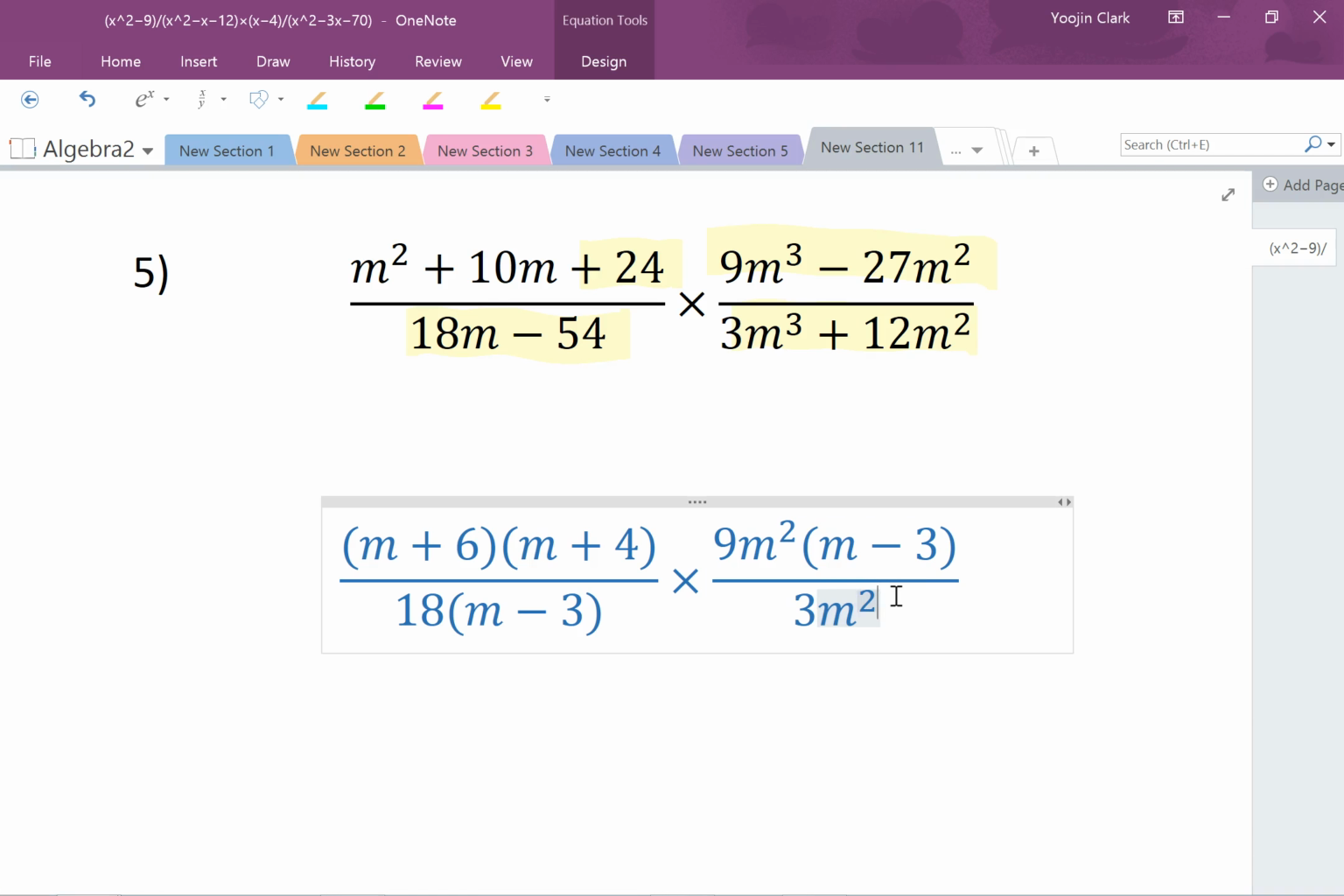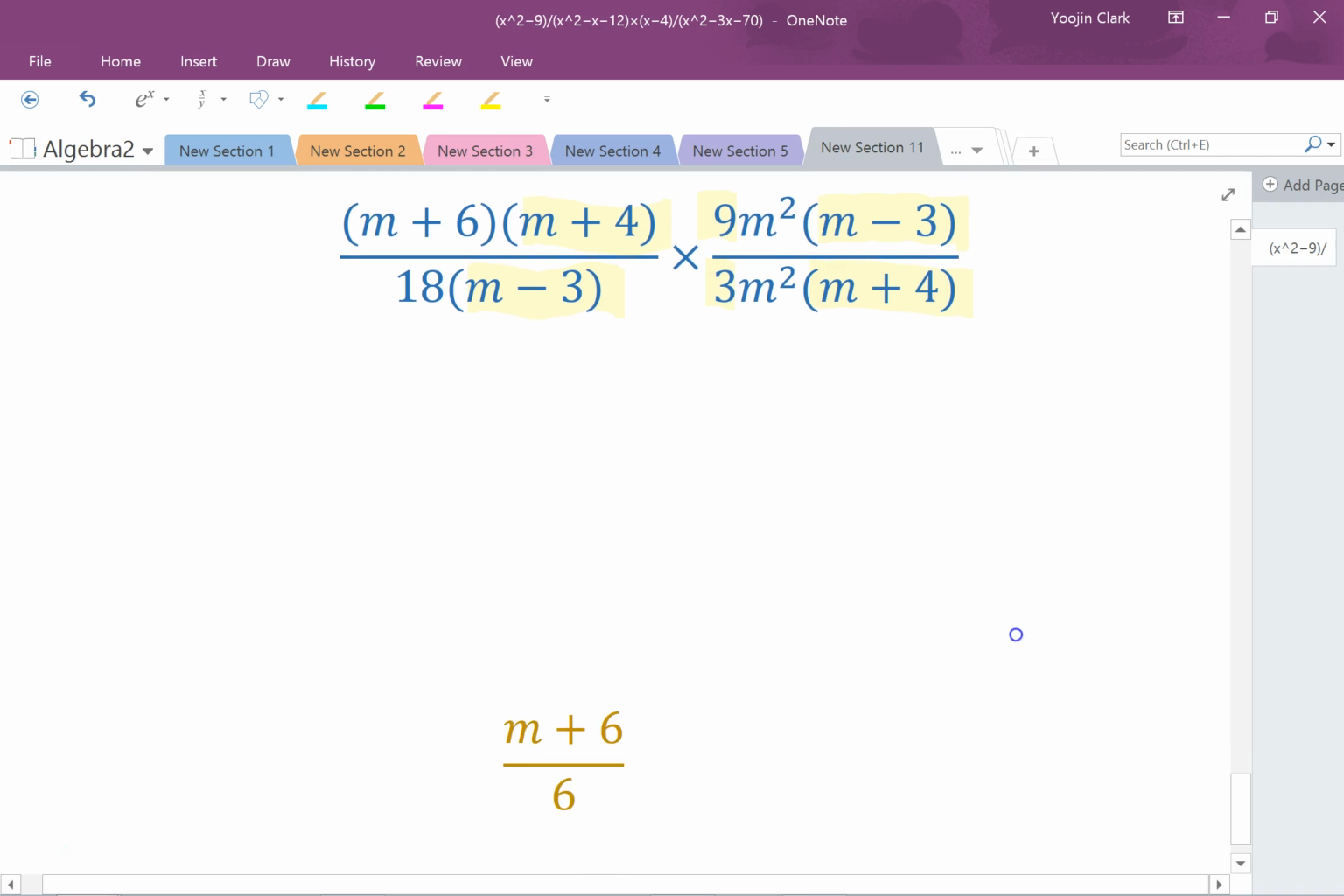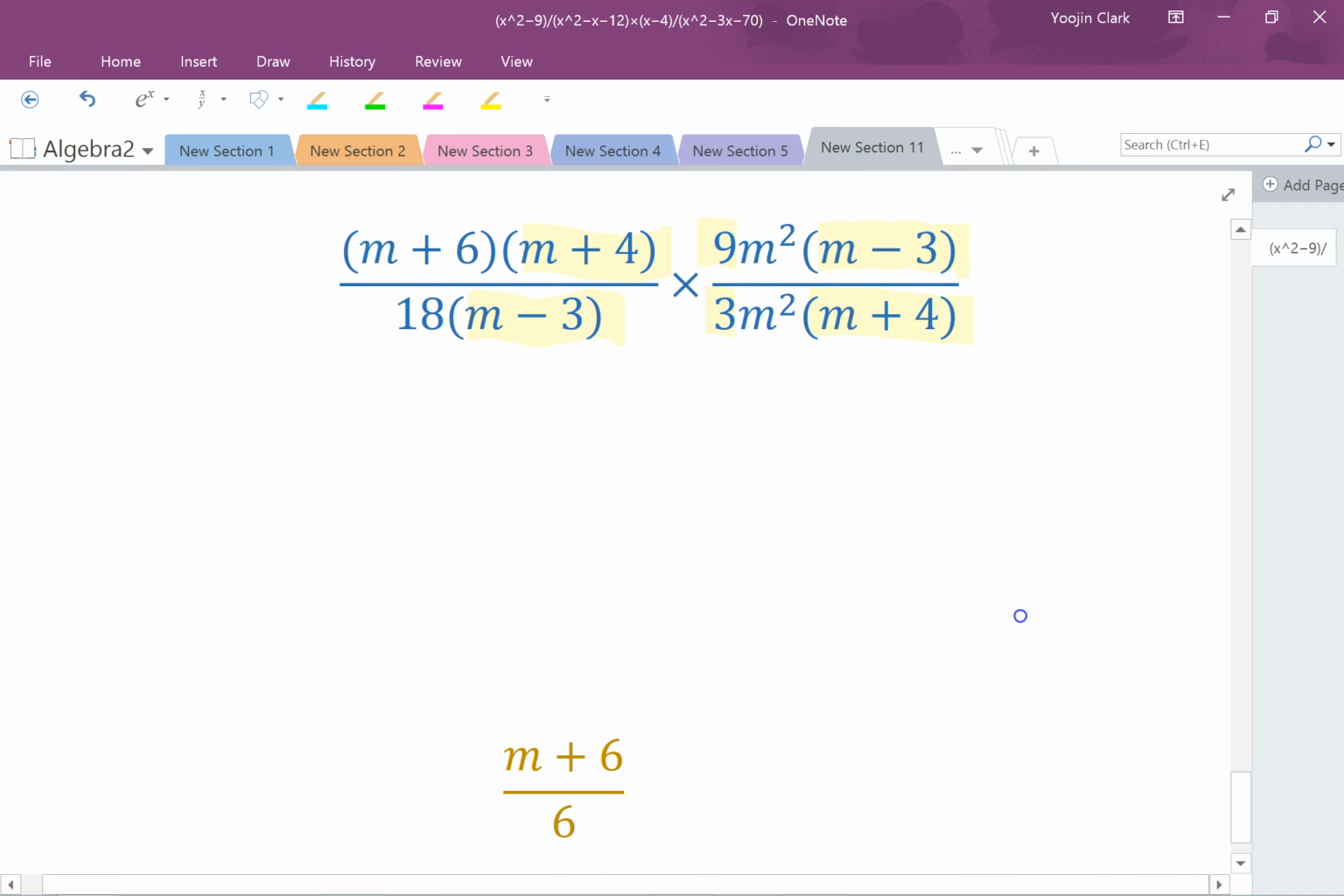Okay, well, let's see what cancels here. Well, the minus 3's, m plus 4. I have a 9 here and I have a 3 here. So I could probably turn that into a 3. Well, let's take a look at the answer here. It's m plus 6 over 6. So the m squares are gone.